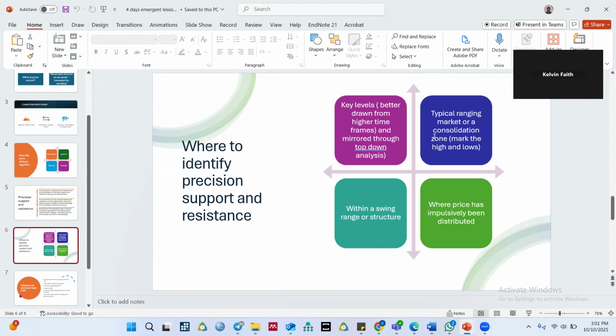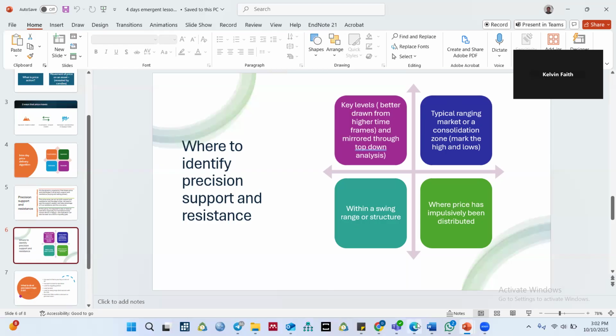The other thing we would like to do is also look for this in a ranging market or consolidation. We will do that example also for us to see. And then also within a swing range structure, and where price has impulsively moved or been distributed.